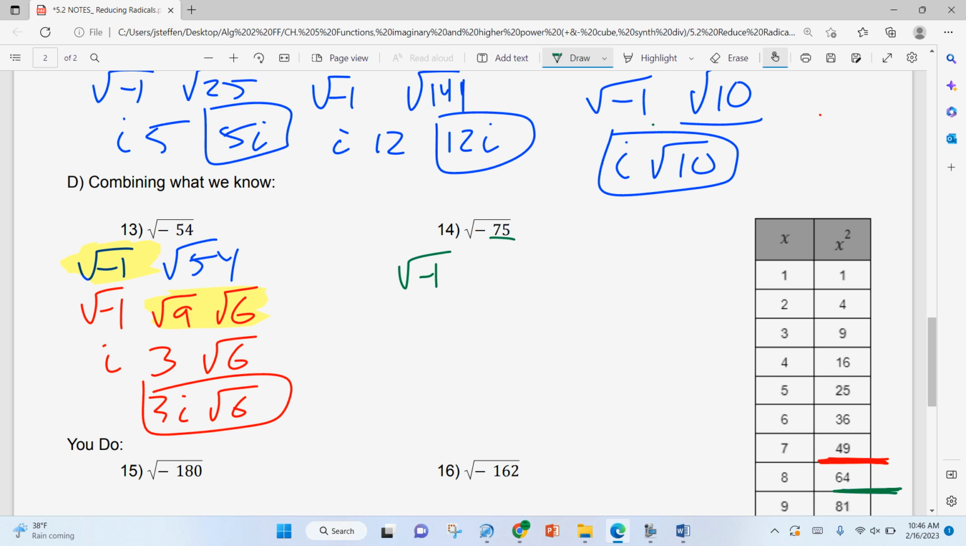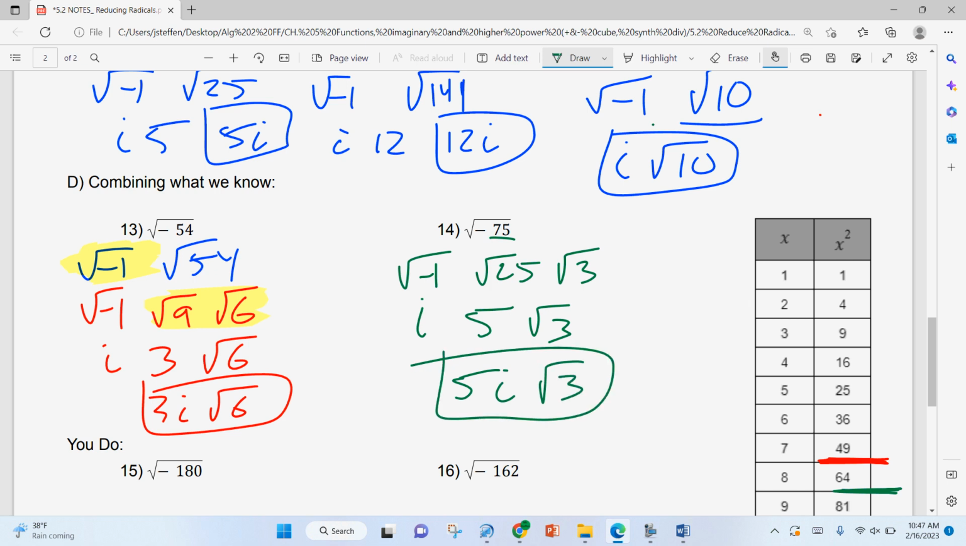So 75 divided by 64 doesn't work. 75 of 49 doesn't work. Divided by 36 and divided by 25. So we know that one works. It is 25 times 3. Square root of negative 1 is i, square root of 25 is 5, and square root of 3 you can't change at all. Again, I like to write it this way, but you do not need to write it that way.